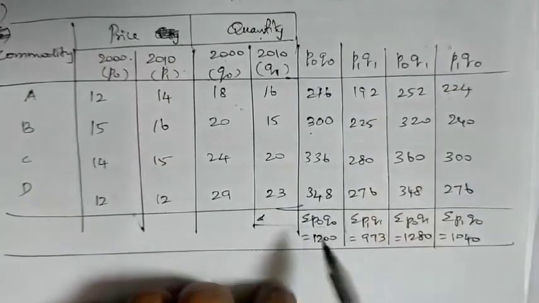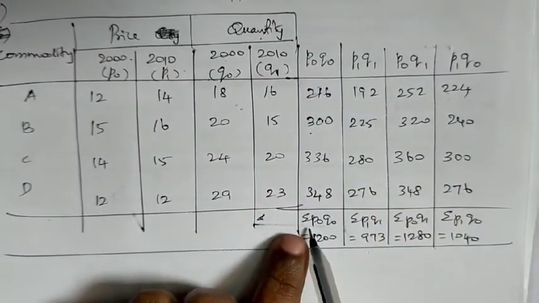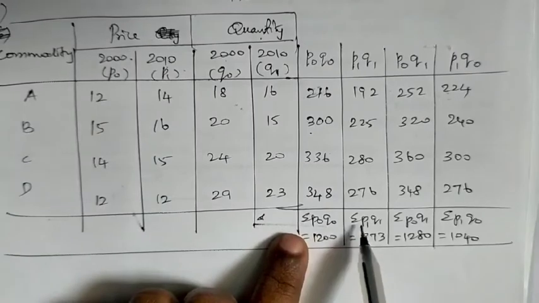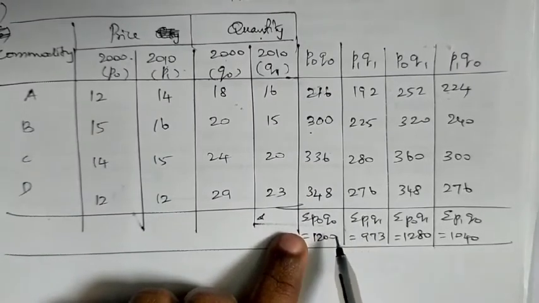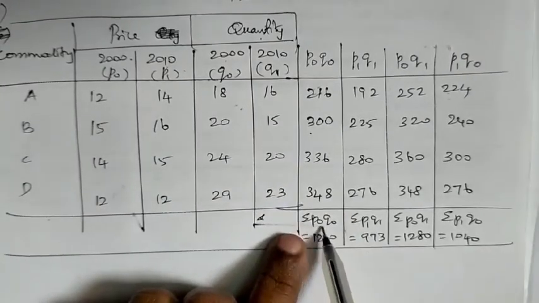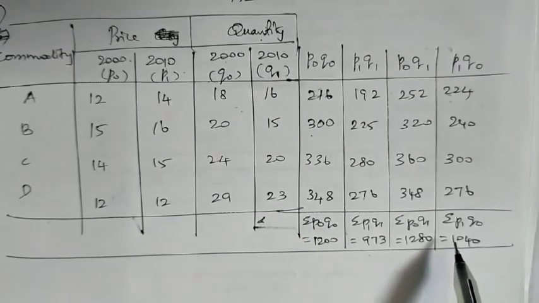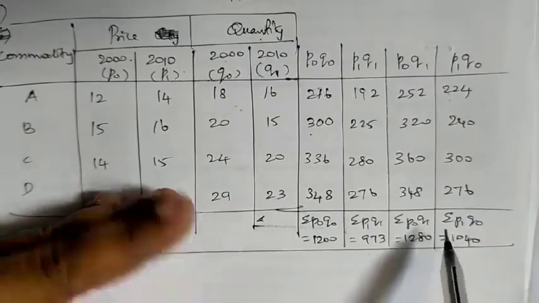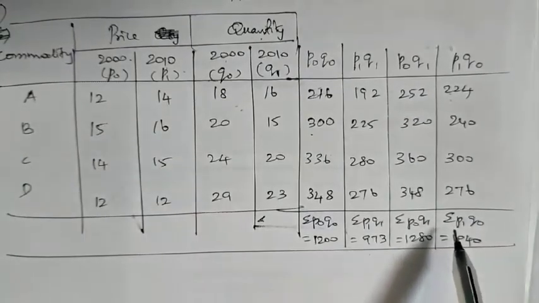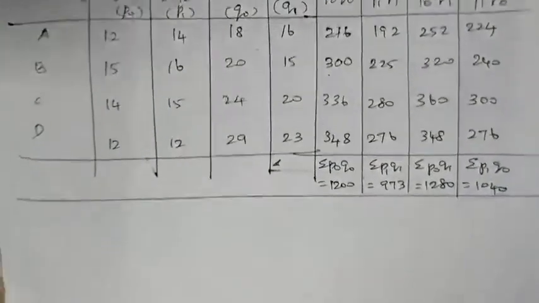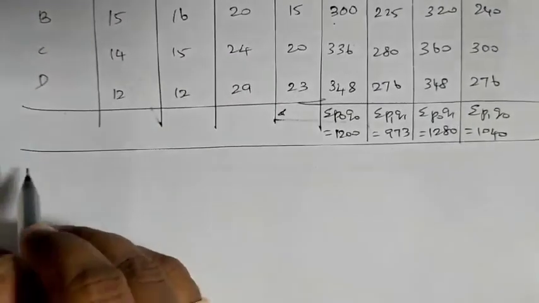After finding the new columns, you must write like this, that is summation of P0 Q0, summation of P1 Q1. Okay? You have found the total, so you must definitely mention summation here. Okay, in this question you are asked all 3 answers: Laspeyres method, Paasche's price index and Fisher's price index also. So let us move to the first answer now.